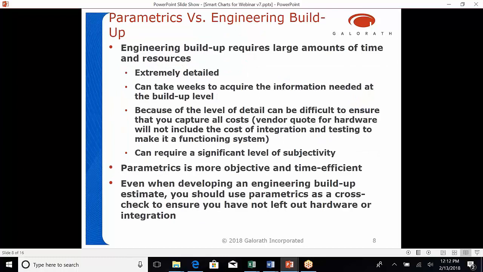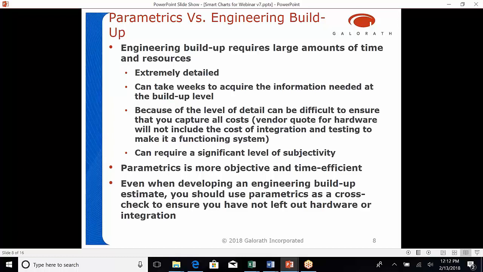Okay, now discussing the differences between parametrics and engineering buildup. Like I said before, the engineering buildup requires large amounts of time and resources. It requires a lot of detail. It can take weeks to acquire the information needed. And it can be difficult, like I said, to ensure you capture all the costs. And it can be a very subjective process as well. Parametrics is more objective and time efficient when compared to engineering buildup.